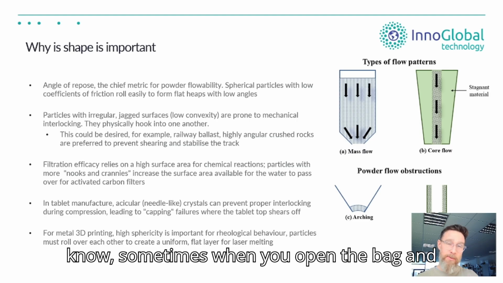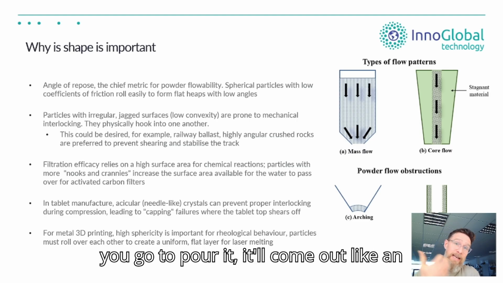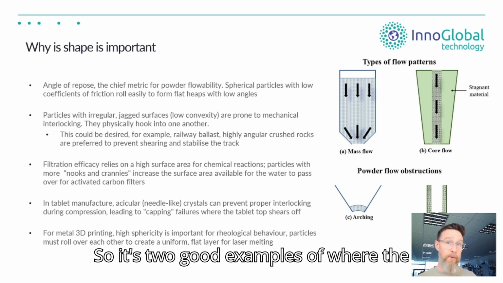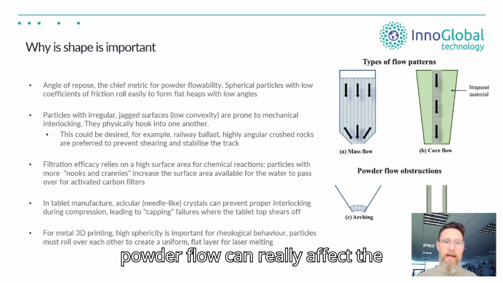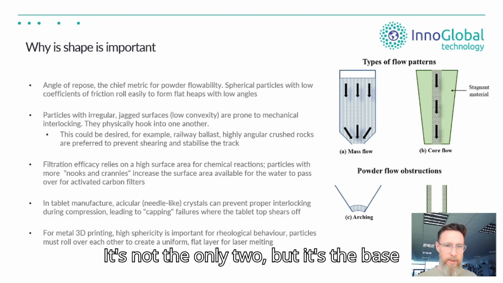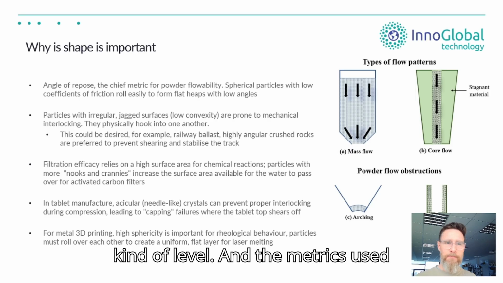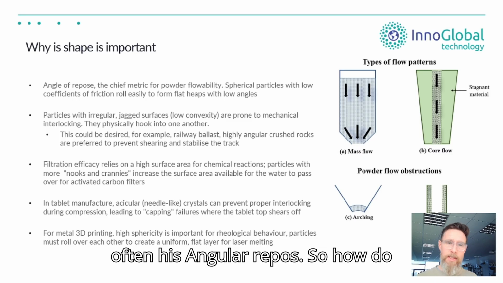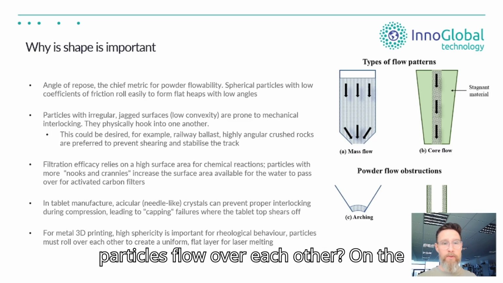And then flour is another good example where you're trying to dose the correct amount into baking a cake. As we all know, sometimes when you open the bag and you go to pour it, it'll come out like an avalanche and you'll overdose your cake. So it's two good examples of where the powder flow can really affect the manufacturability of your end product. It's not the only two, but it's the base level. And the metric that's often used to measure this kind of flowability is the angle of repose, so how the particles flow over each other.